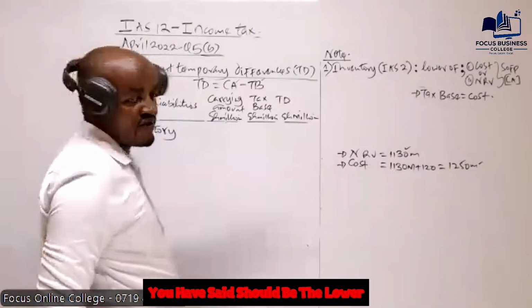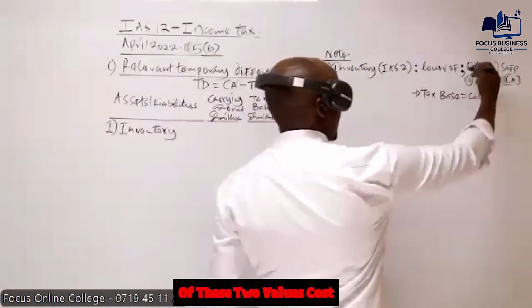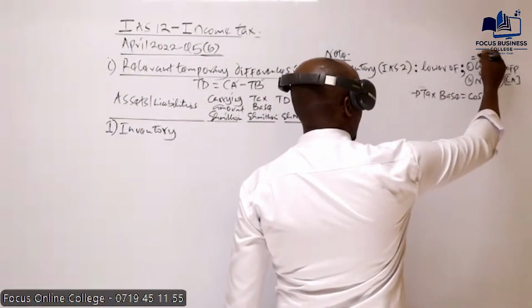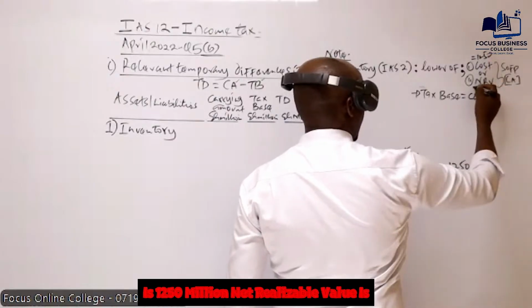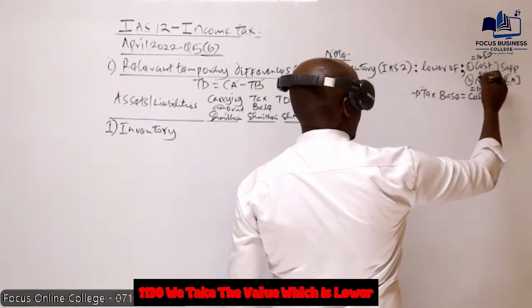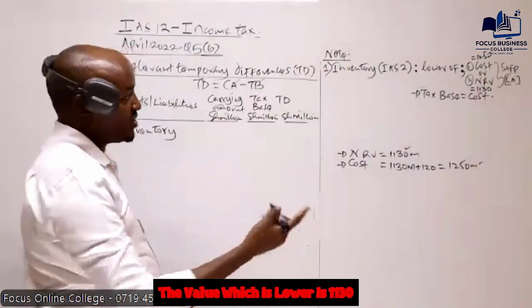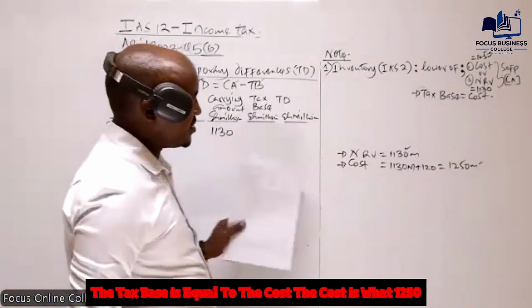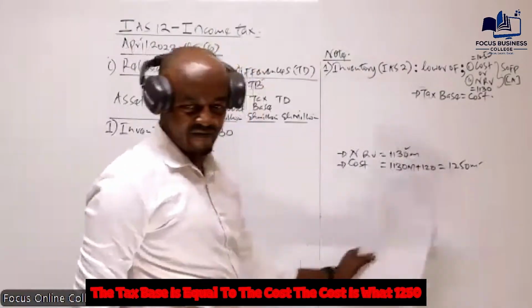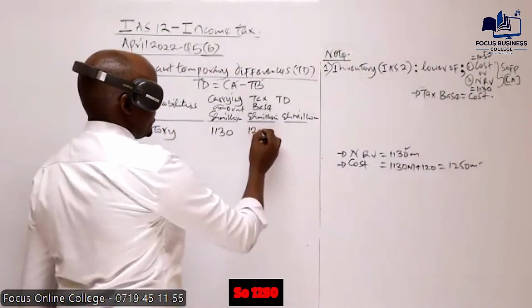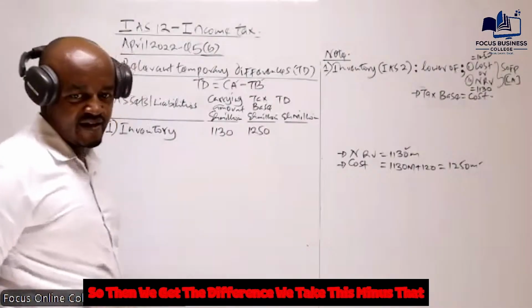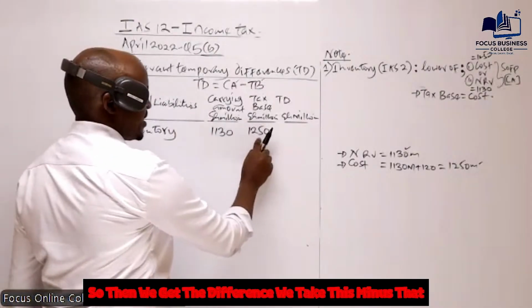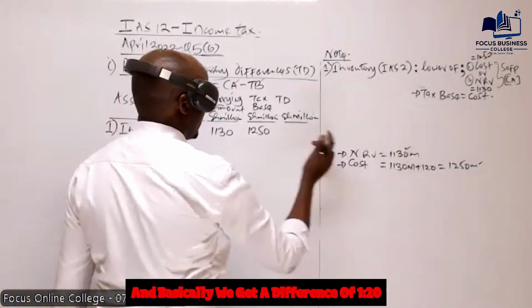Carrying amount, we have said, should be the lower of these two values. Cost is 1250 million. Net realizable value is 1130. We take the value which is lower, which is 1130. The tax base is equal to the cost. The cost is 1250. So then we get the difference. We take this minus that, and we will get a difference of 120.